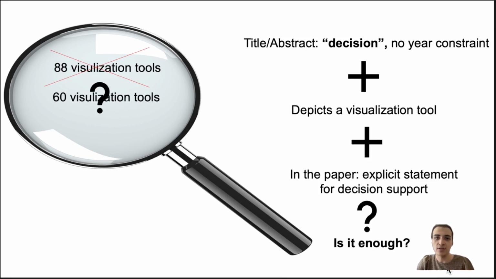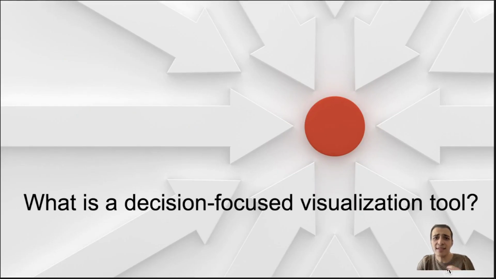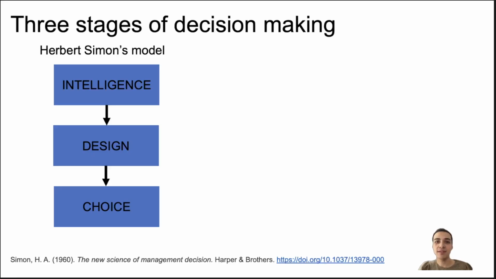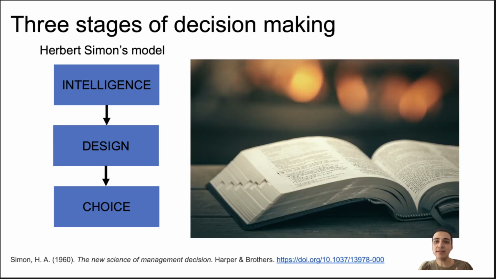We analyzed all these 60 tools to identify their support for distinct decision making stages, to find decision focused visualization tools for further investigation. But what is a decision focused visualization tool? Let's start with understanding how we make decisions. We adapted 3 distinct stages of decision making by Herbert Simon to better understand the unique features of decision tasks in a visualization.